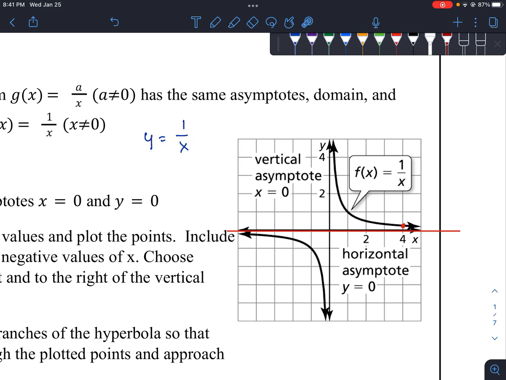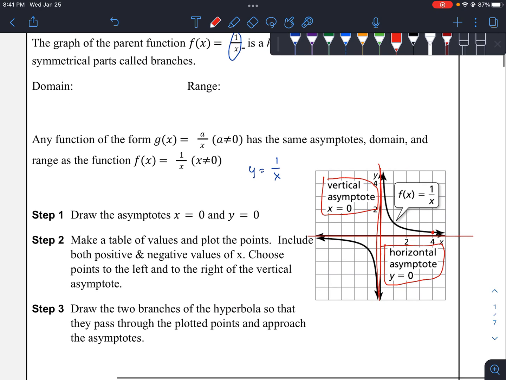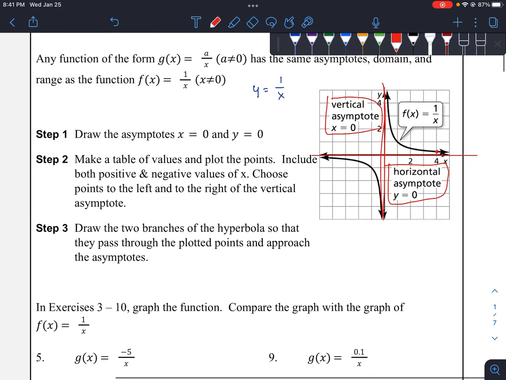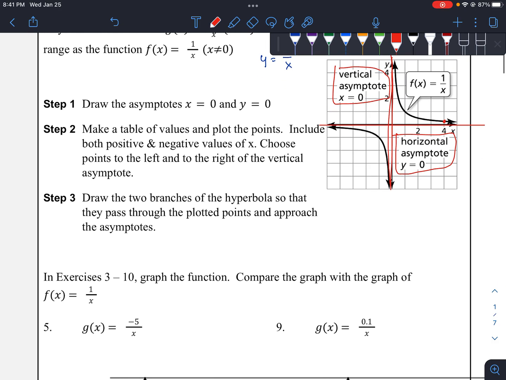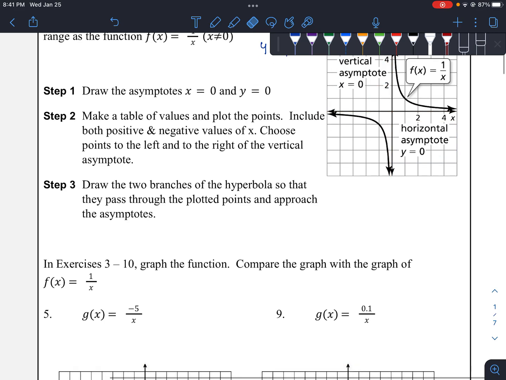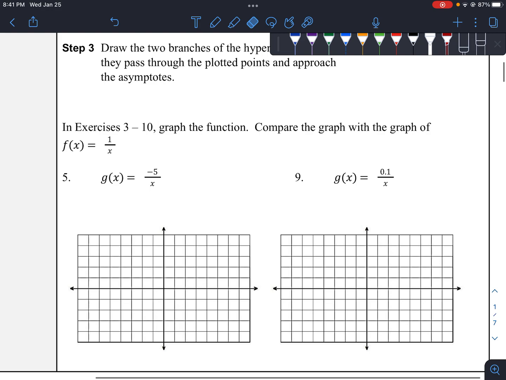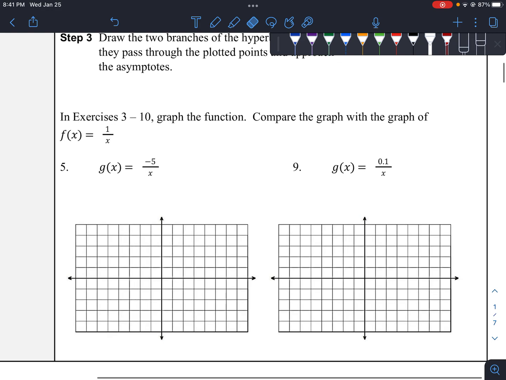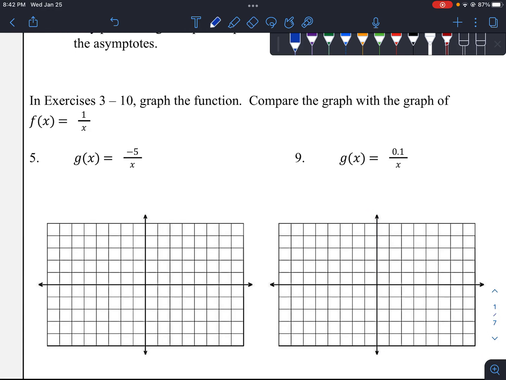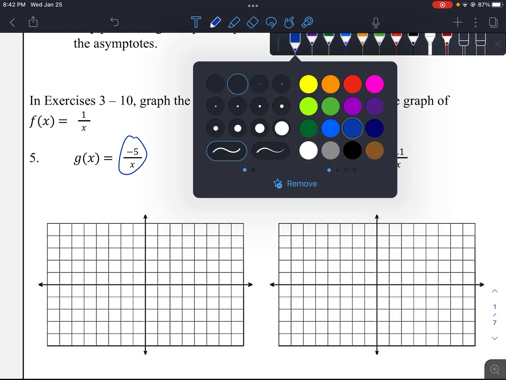So there's the vertical asymptote, which is x equals 0, and there's the horizontal asymptote, which is y equals 0. All right, really, we're just going to plot some points. I'll give you some tips and pointers on how to graph some rational functions, starting with these ones right here, like -5 divided by x.